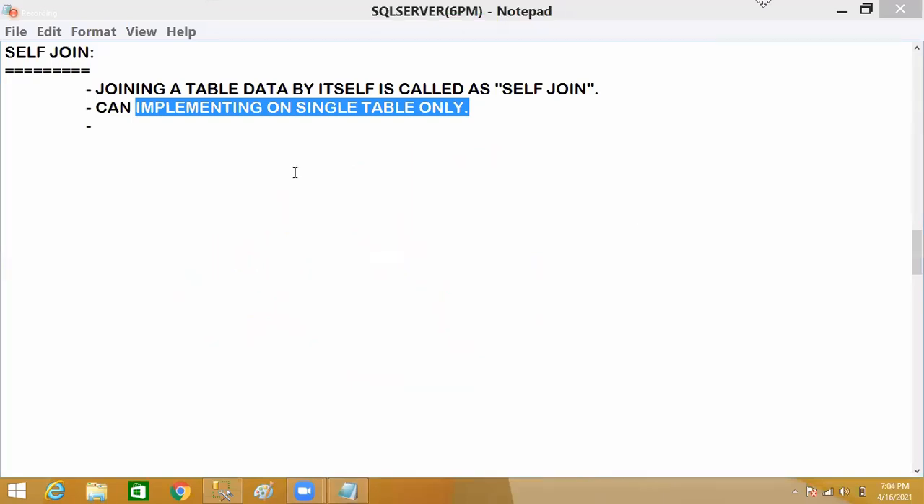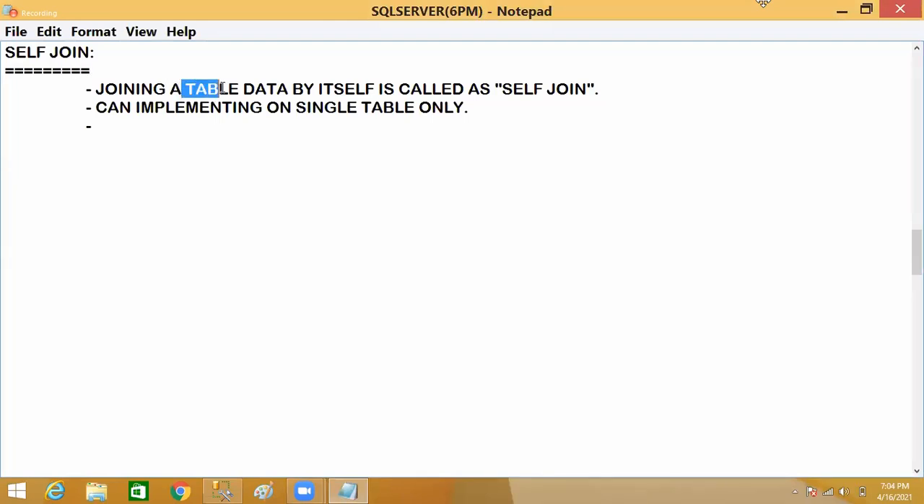Now here also, a table joining, comparing or checking by itself means we are required to create a virtual table here also. One virtual table is required here. So whenever you create virtual tables, then only is it possible to implement a self-join mechanism. Without virtual tables, you cannot implement a self-join.